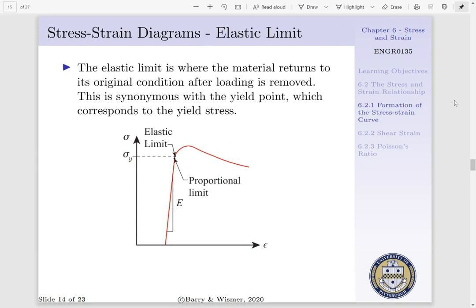Now, our elastic limit is just above our proportional limit, and the elastic limit is where, if we exceed it, our material will not return to its original shape. But if we are below our elastic limit, our material will return to its original size and shape after loading. Our elastic limit is synonymous with our yield point, which corresponds to our yield stress and yield strength.